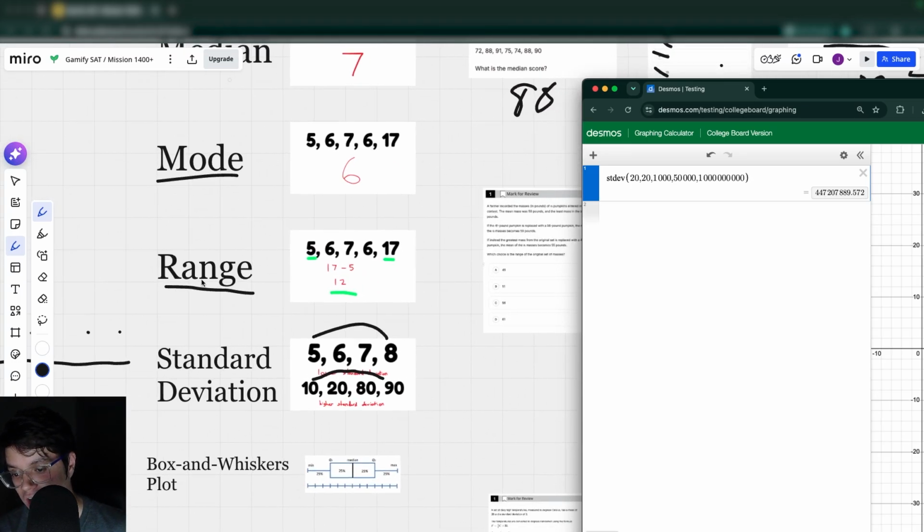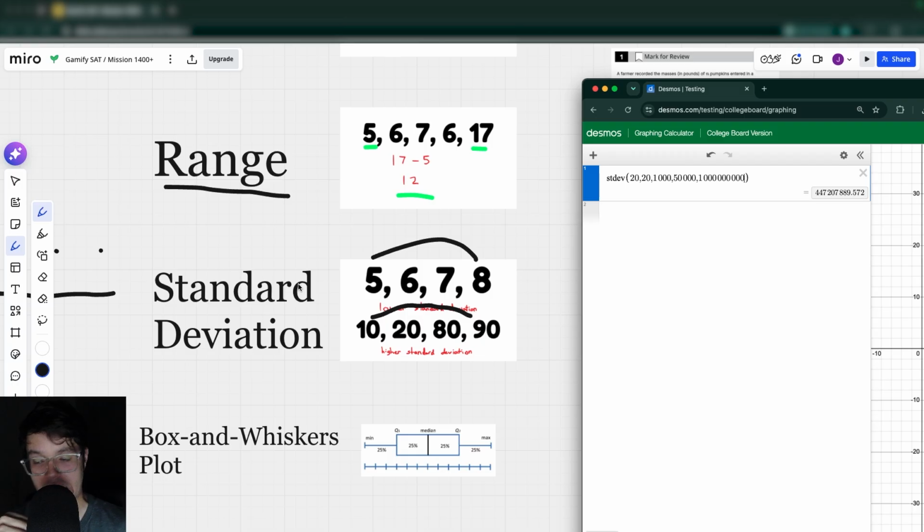Now, thankfully, you do not need to actually be able to calculate the standard deviation. If you want to know what the standard deviation is, the basic definition is that it's the mean of the amount that the different data points are away from the mean of the data set. If that made no sense, no worries. Again, you do not need to know how to calculate this. You can just always use Desmos every single time.